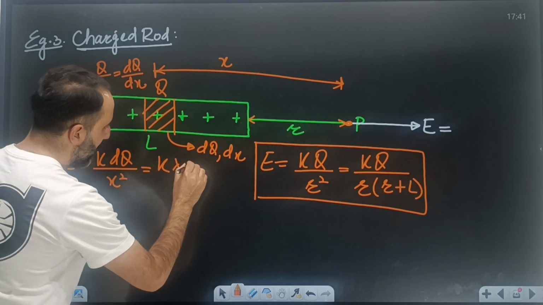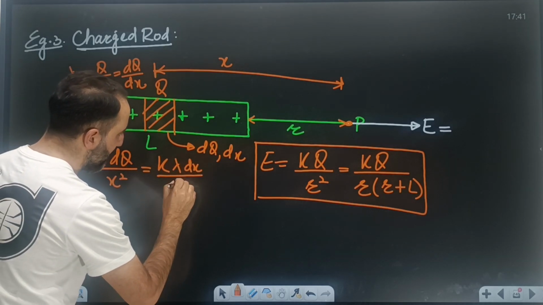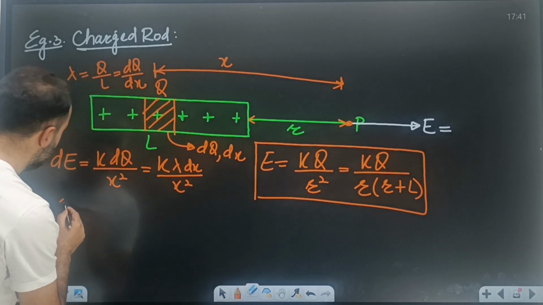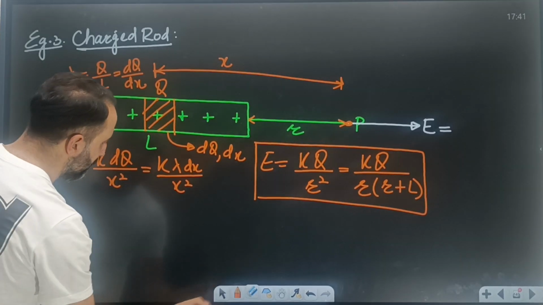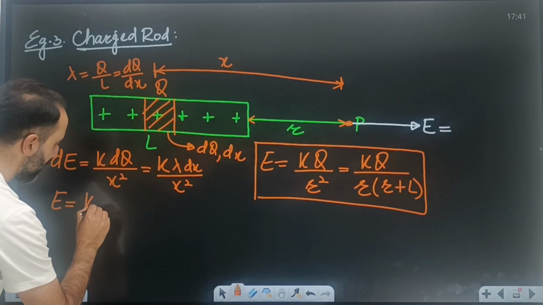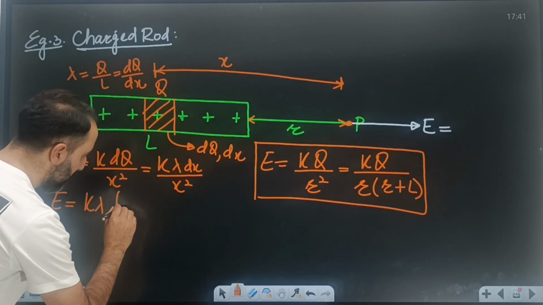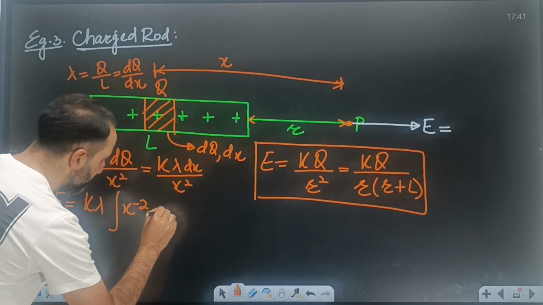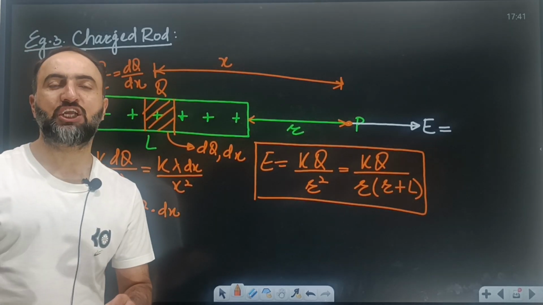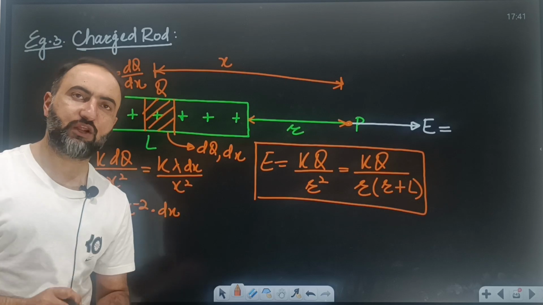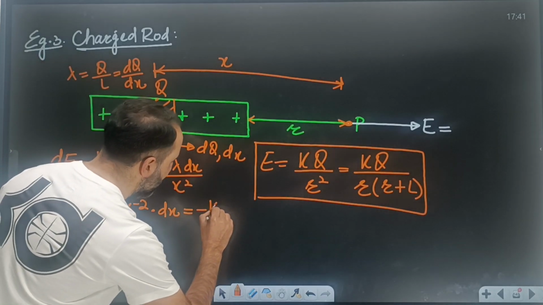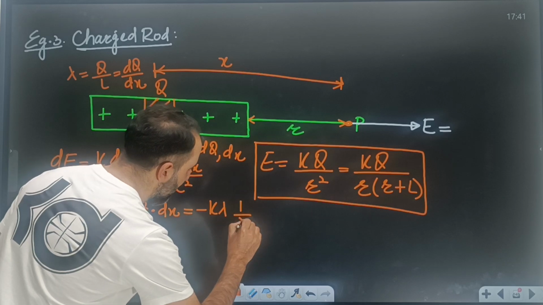k into lambda into dx divided by x square. Alright. Then if you want to calculate the net electric field, you will have to integrate this. So the net electric field E will be equal to k into lambda, which is a constant, integration of x raised to the power -2 with respect to x. The integration of x raised to the power -2 will be x raised to the power -1 divided by -1. So the result will be minus k lambda into 1 by x.